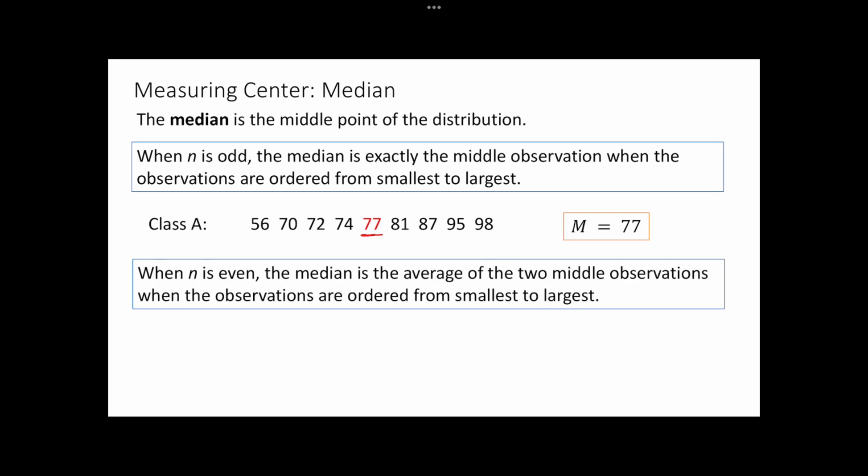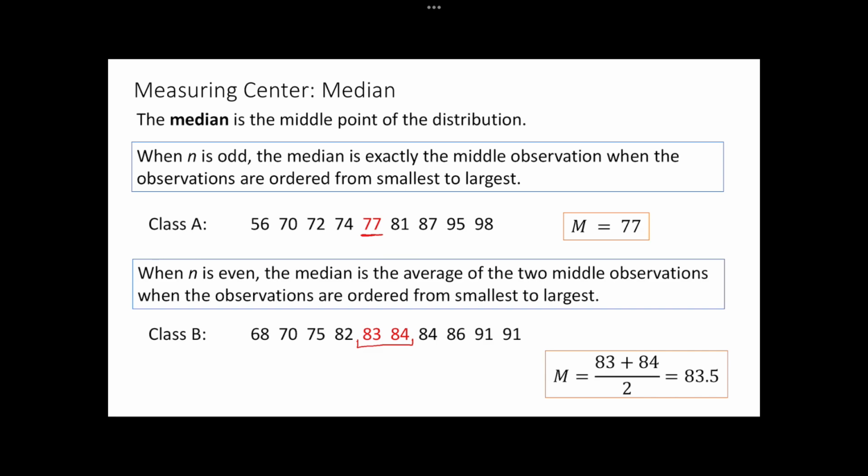What if you have an even number of observations? Well, then the middle actually has 2 observations, and so to get the median, we're going to take those 2 observations and find their average. So here class B had 10 students, and so there are 2 values here in the middle, 83 and 84. And so I'm going to add those together and divide by 2 to get a median of 83.5.